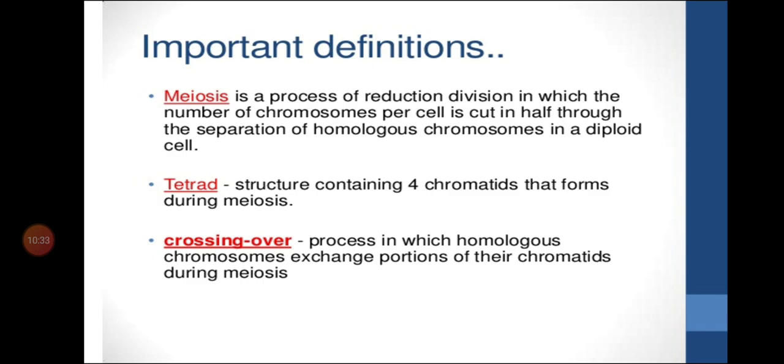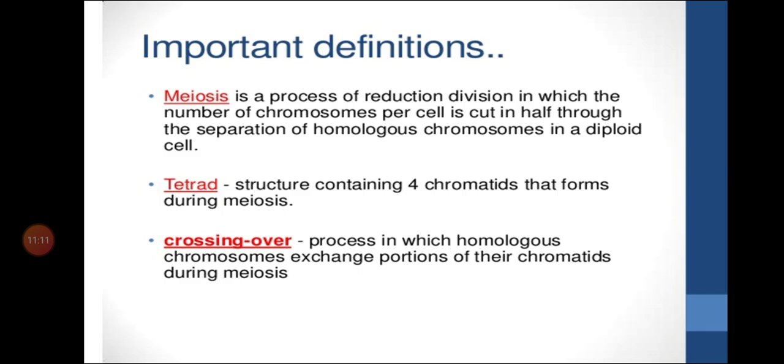You can also study that it is a process of reduction division. I have told you that meiosis is also known as reductional division, because in this the chromosome number is reduced to half. Next definition is tetrad. A tetrad is a structure containing four chromatids that forms during meiosis. I have shown you the diagram, that the four chromatids are present together, and that is known as a tetrad.